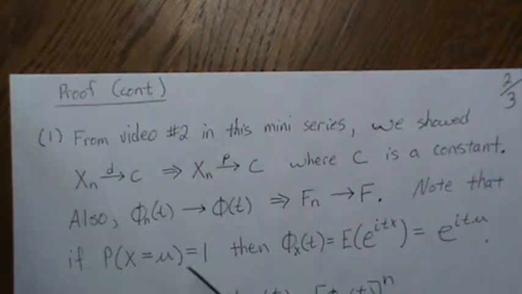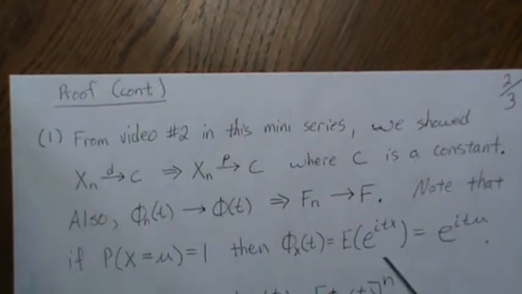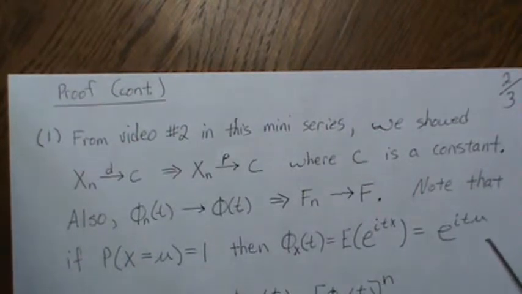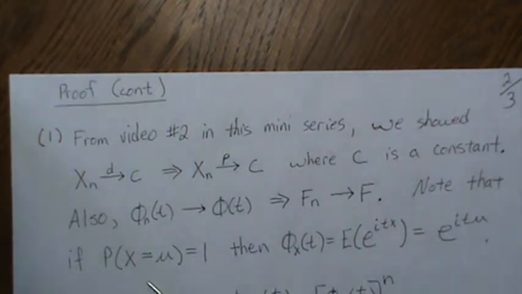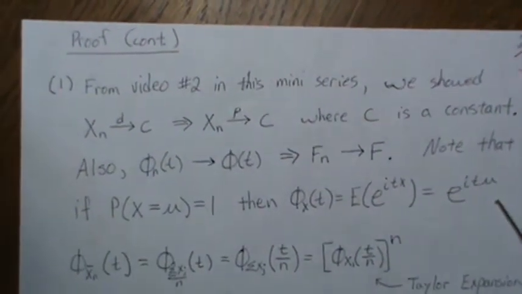Then what's the characteristic function of this X? By definition, it's the expected value of e to the itX. This says take each value, plug it in for X, and multiply it by its probability of happening. There's only one value, so you plug in mu times probability 1. So this is the characteristic function of a constant. We're going to remember that.